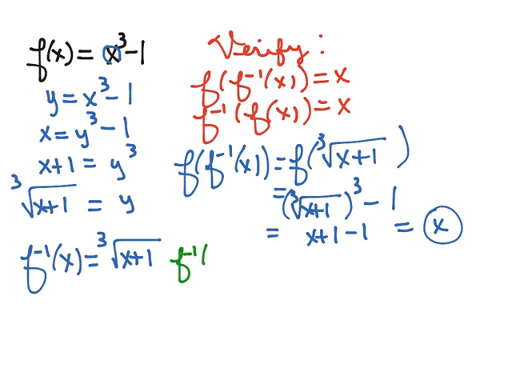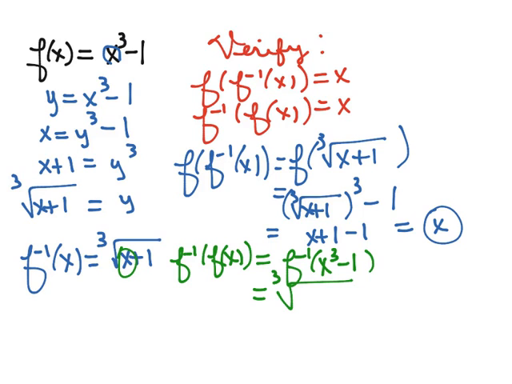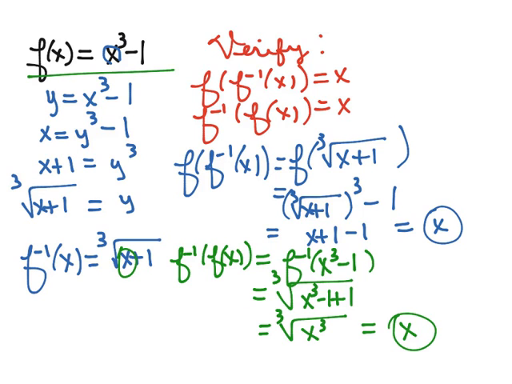So if we find f inverse of f of x, it also has to end up equaling x. That means we're going to take f's equation, which is x cubed minus 1, and substitute it in for x in f inverse's equation. So that's going to give us the cube root of x cubed minus 1 plus 1, which is the cube root of x cubed, and the cube root of x cubed is x. So we have indeed found the inverse function. The inverse function of f of x equals x cubed minus 1 is the cube root of x plus 1.